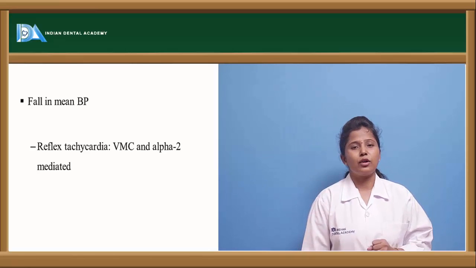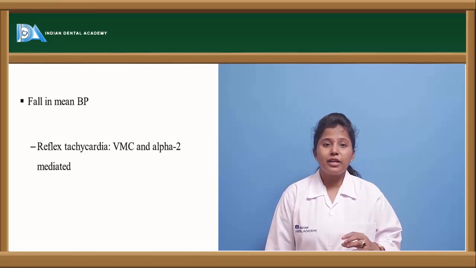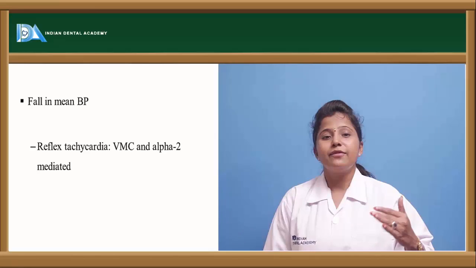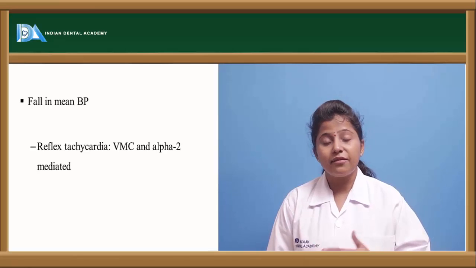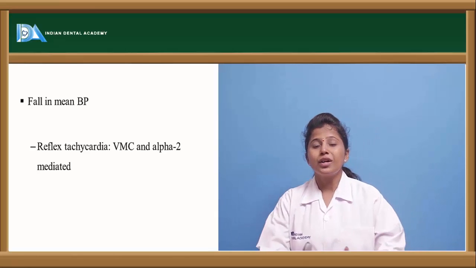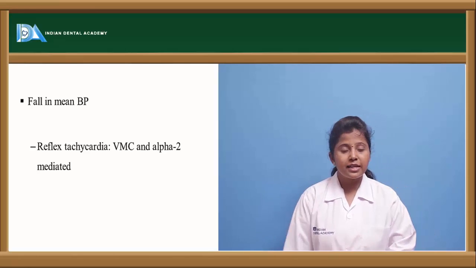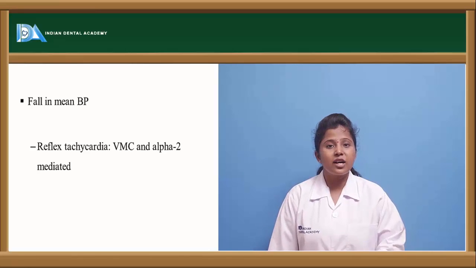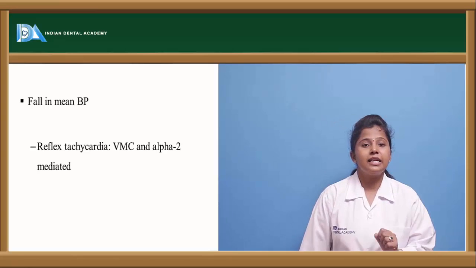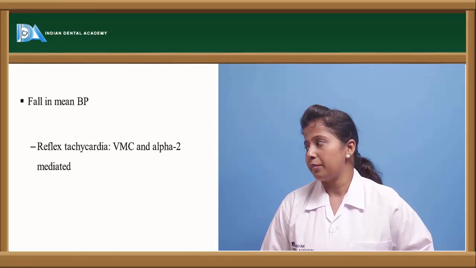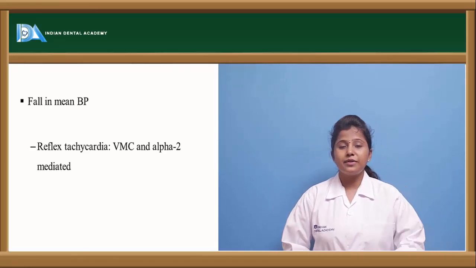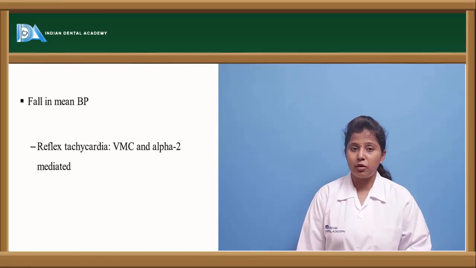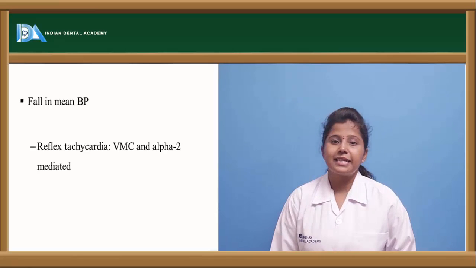So why does this fall in blood pressure take place? If alpha adrenergic blockade takes place, then automatically the arterial as well as venous vascular tone will decrease. If that is decreased, then heart rate will decrease, and if heart rate is decreased, then cardiac output is decreased. Once cardiac output is decreased, it will lead to a fall in blood pressure. And if there is a fall in blood pressure because of the alpha blockade, then it causes reflex tachycardia.